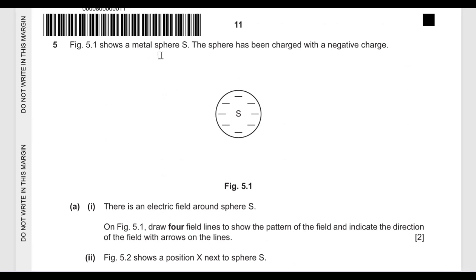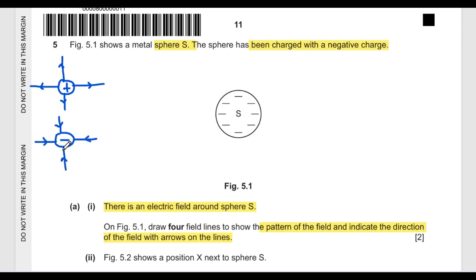Question number 5 is saying figure 5.1 shows a metal sphere S. The sphere has been charged with a negative charge. There is an electric field around the sphere S. On figure 5.1, draw 4 field lines to show the pattern of field and indicate the direction of field with arrows on the lines. So for positive charge and negative charge, the electric field patterns are different. For positive, it's outward, and for negative, it is inward. As the sphere is negatively charged, the electric field lines would be radially towards the charge.